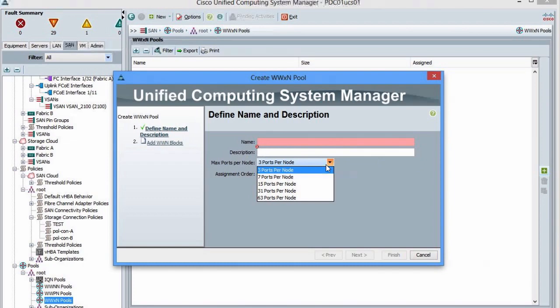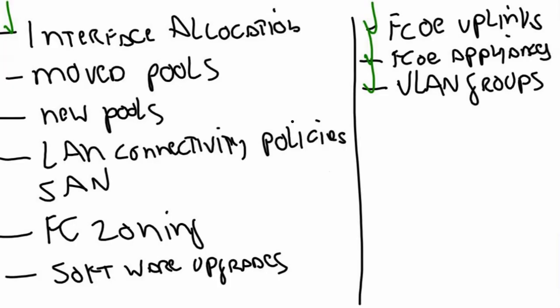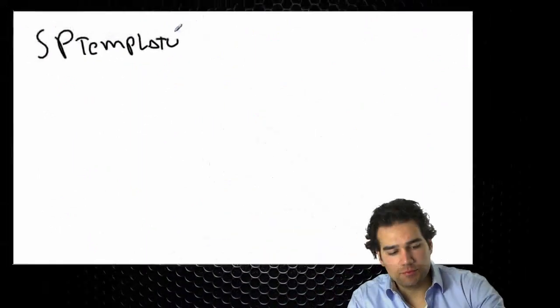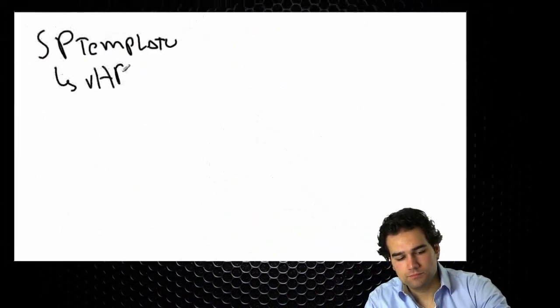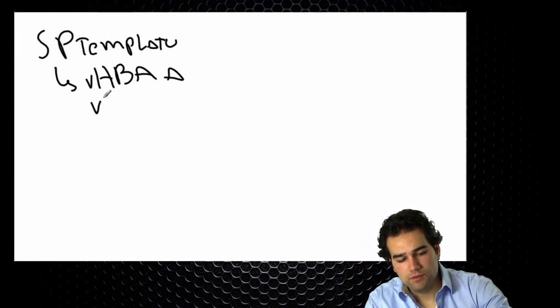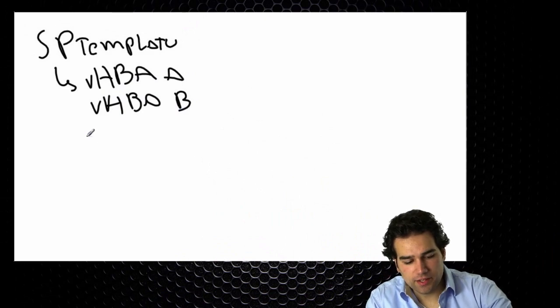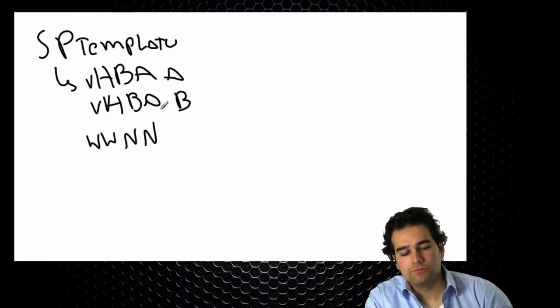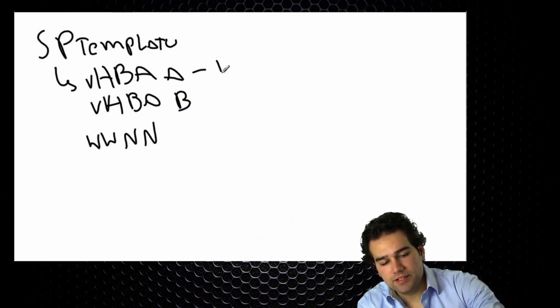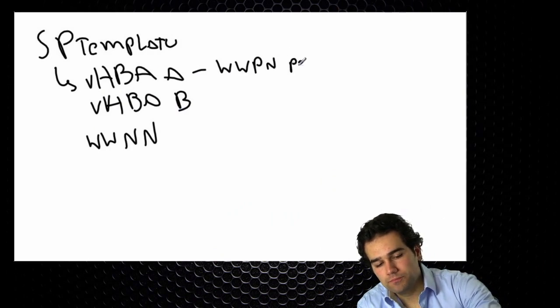So I now no longer select. Initially, when I created a service profile template, in my service profile template, I created vHBAs, vHBA-A, vHBA-B, and I selected a worldwide node name pool. And in this vHBA-A, I selected a worldwide port name pool.